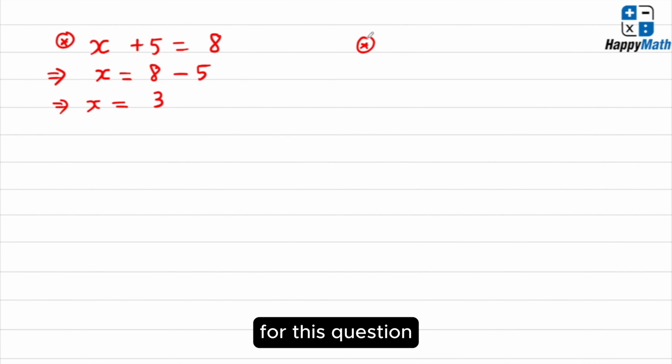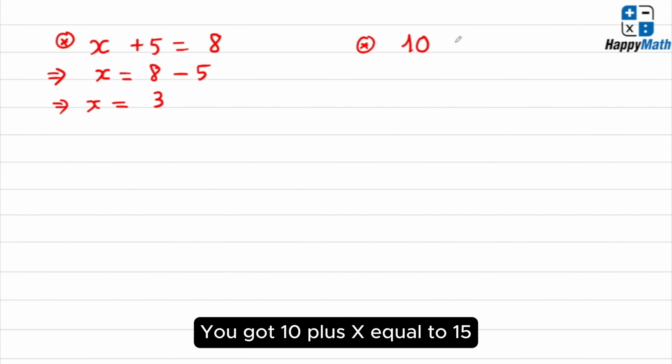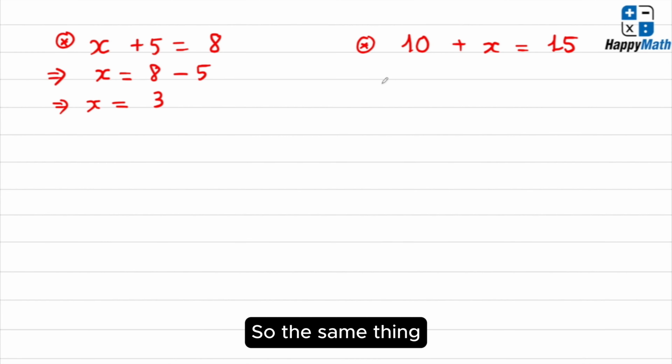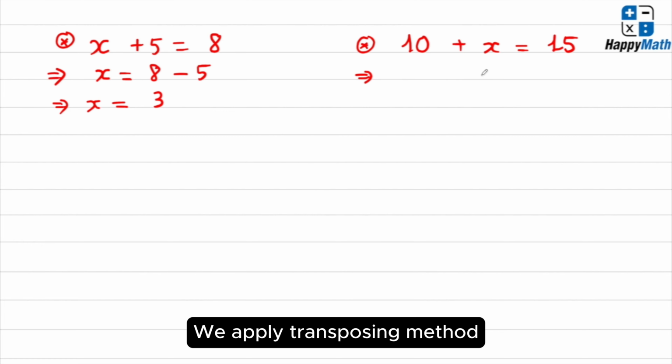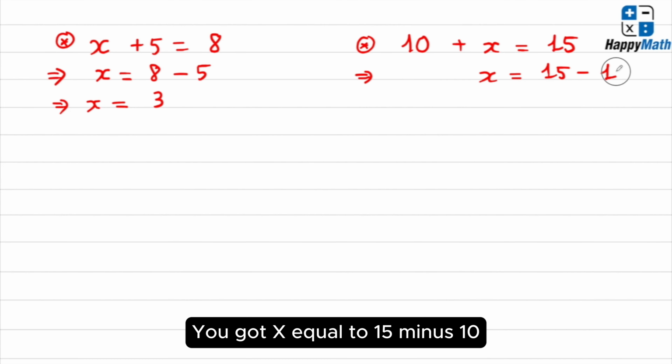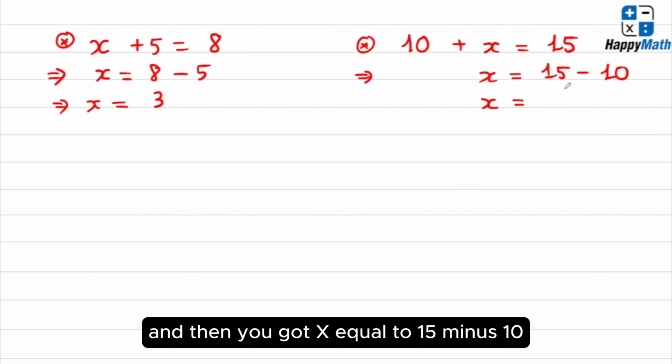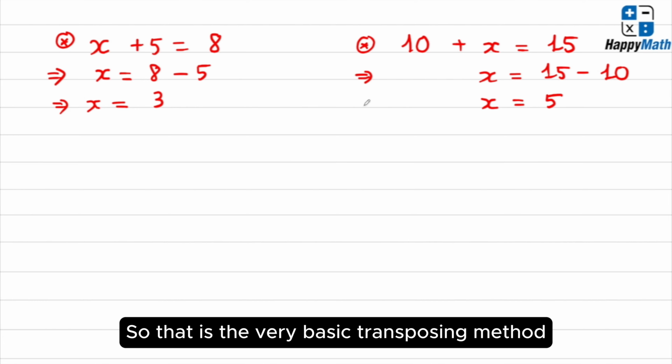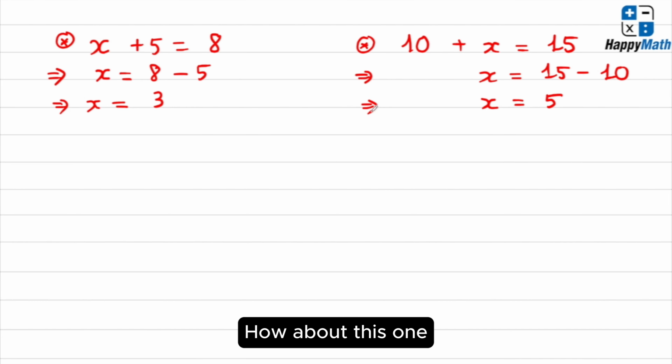Another exercise. For this question, you got 10 plus x equal to 15. The same thing, we apply the composing method. You will get x equal to 15 minus 10, and then you got 5. So that is the very basic composing method. So how about this one?